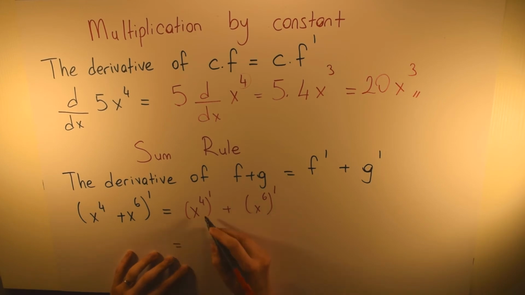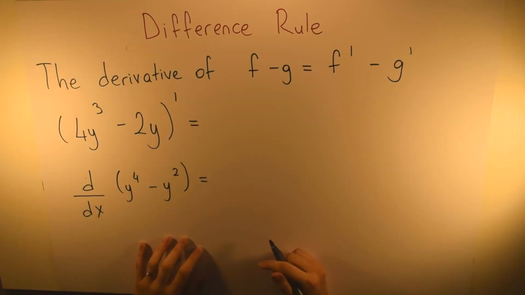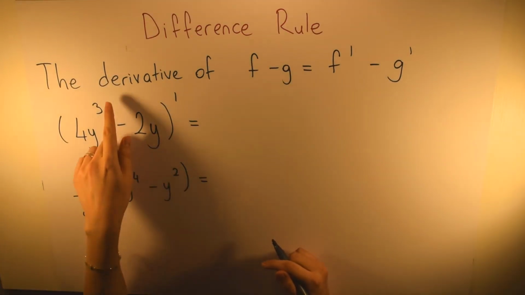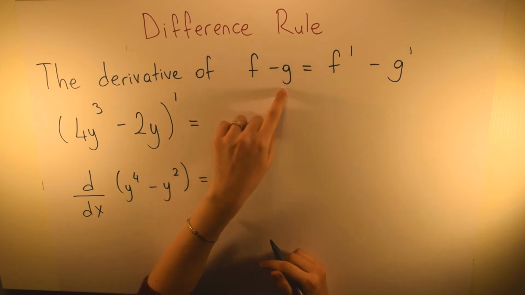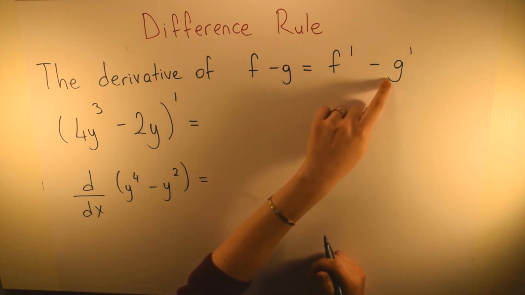So let's do that. Let's put this 4 in front of x. It's 4x, 4 minus 1, it's 3, plus, when I put 6, x to the power of 6 minus 1, that is equal to 5. Let's continue with the difference rule. So the derivative of f minus g is equal to the derivative of f minus the derivative of g.